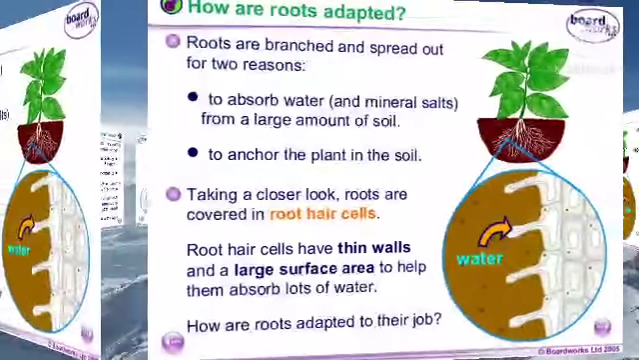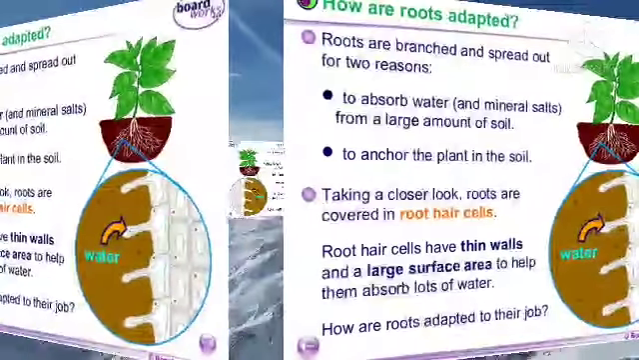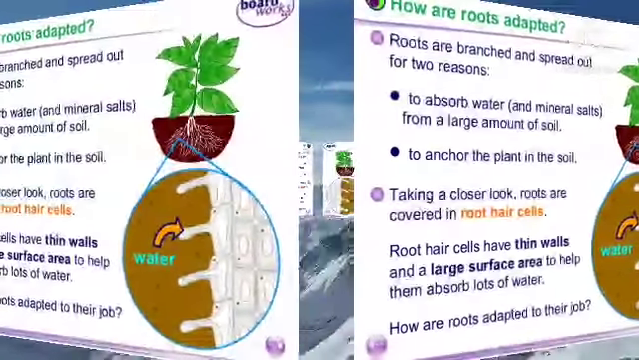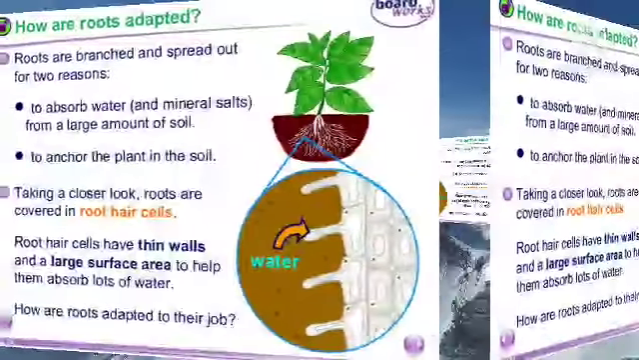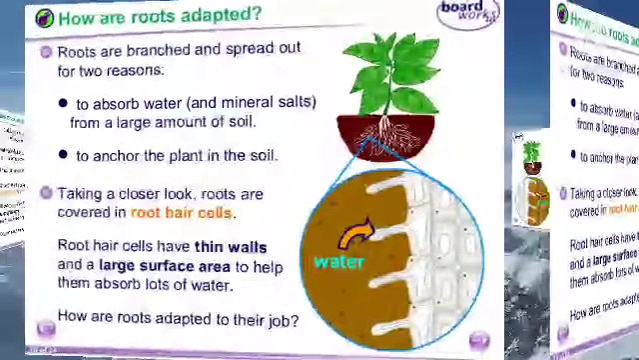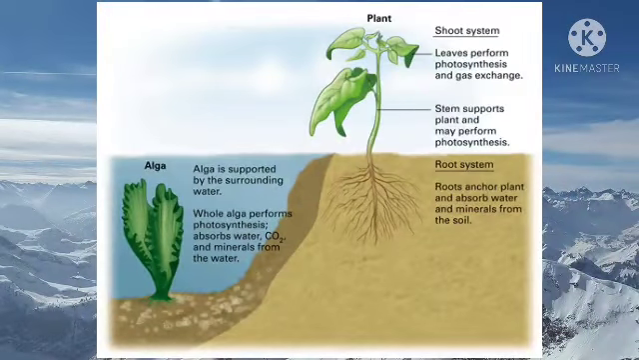Root hairs are unicellular. You can see that root hairs are unicellular. They are extensions of epidermal cells of the root, which contain large vacuoles filled with cell sap. The cell sap usually has a higher concentration of salts than the surrounding water.